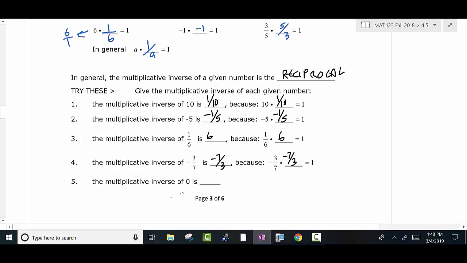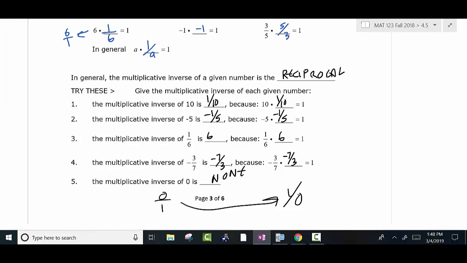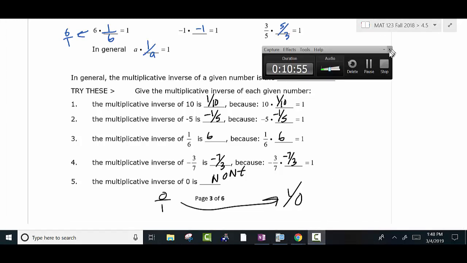What do you think the multiplicative inverse of 0/1 would be? You can't do it, so there's none. If you turn that upside down, you get 1/0, so it's undefined. So that is what we mean by an inverse. All right, we'll wrap this up next time. I'll bring you 4/6 too. I'm going to print that out because I'm going to make some changes on that.